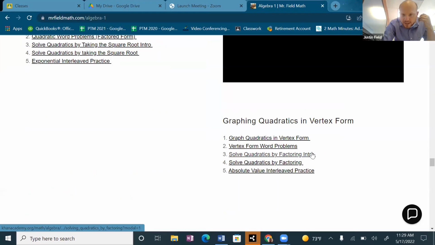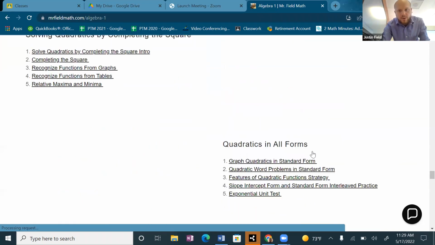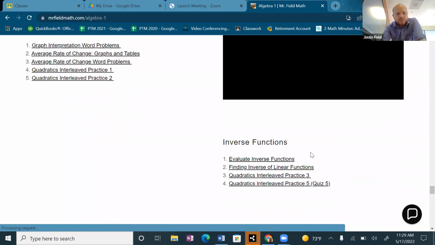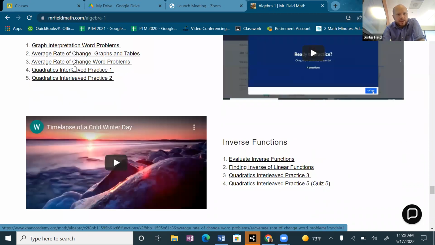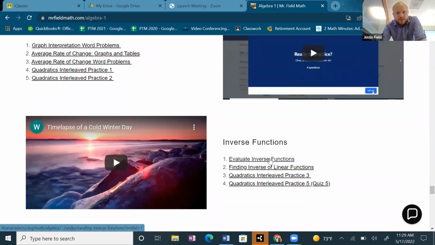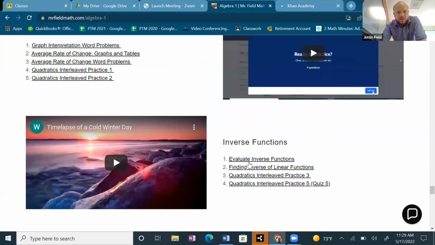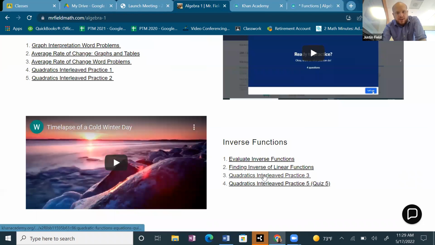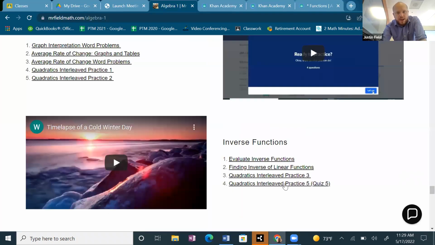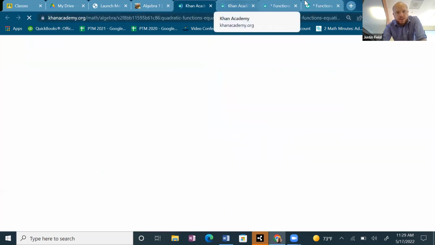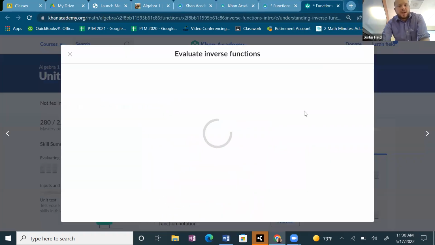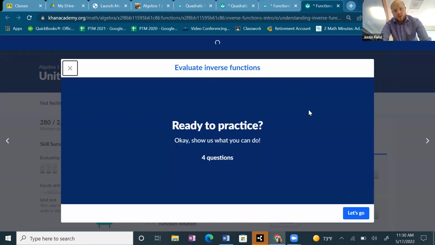All right, let's do some. So where are we right now? Near the end of the year, function word problems. We did that. Uh-oh, there it is, inverse functions. We got to talk about inverse functions, evaluating, finding, and then you're going to have some interleaved practice. Look at that briefly. All right, so let's start out with evaluating inverse functions.